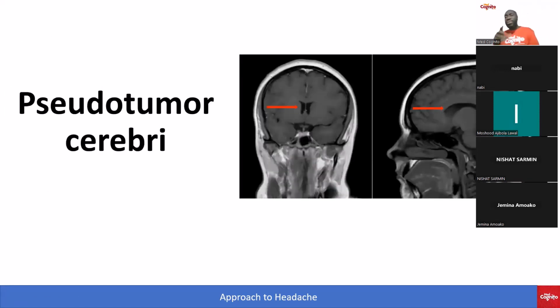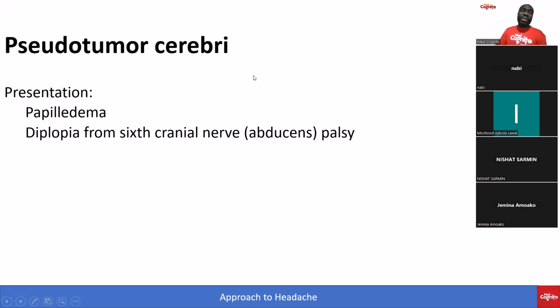Now, other things I want you to know, pseudotumor cerebri. Very quick one. How does the patient with pseudotumor cerebri present? They may present with papilledema and diplopia, double vision. So you have a patient, you check the eye, boom, looks like flame, angry at the back of the eye, and the patient has sixth cranial nerve palsy. Think about pseudotumor cerebri.